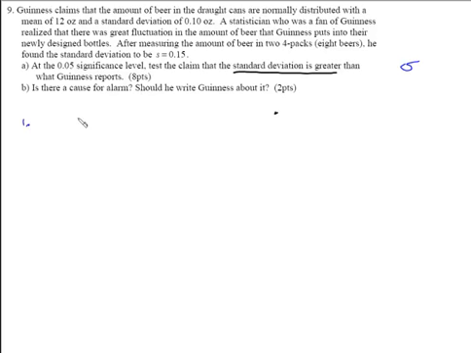The first step is to state the claim. And the claim is, in words, the standard deviation is greater than what Guinness claims, which is 0.10 ounces. So in symbols, it would look like this: sigma greater than 0.10.